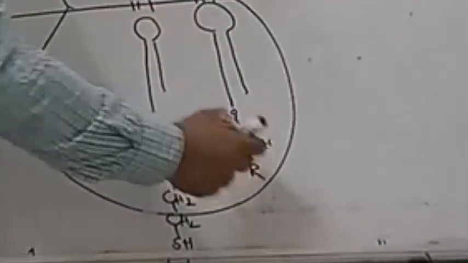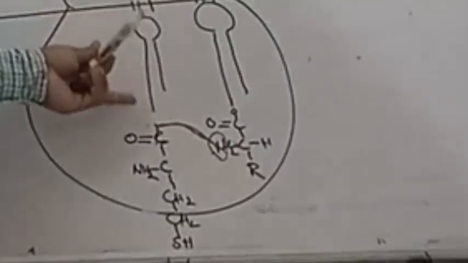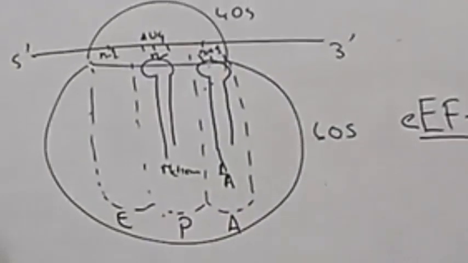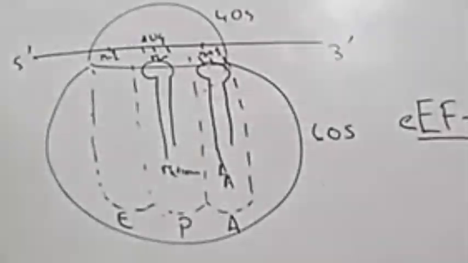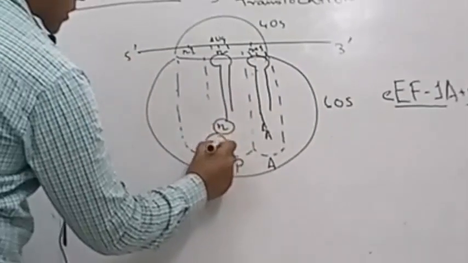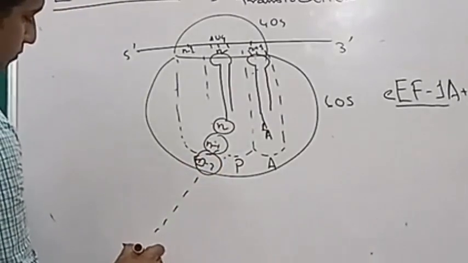Once this is formed, this tRNA becomes uncharged and doesn't carry any amino acid, because the amino acid which it had was shifted to the A site. Similarly, suppose there was an initiator methionine somewhere.